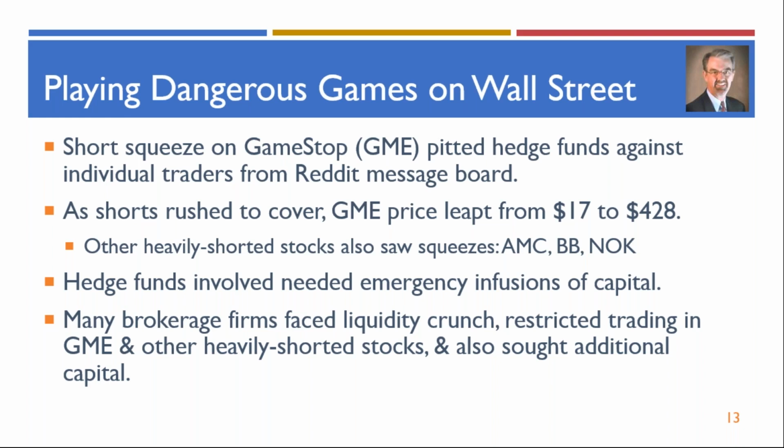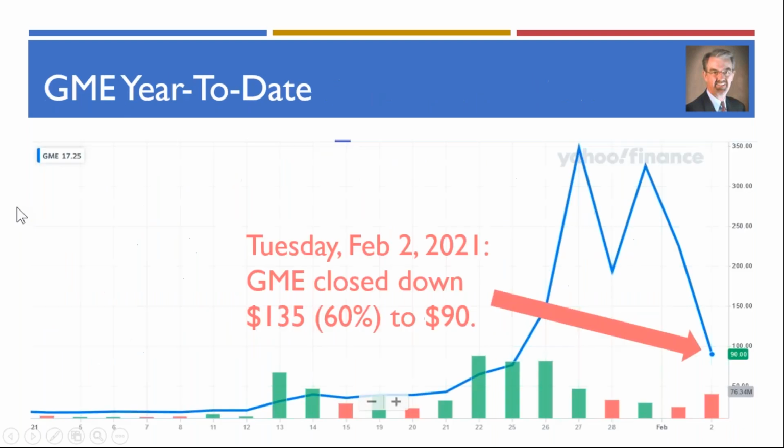So it became a very, very frothy market at the end of last week. And a lot of institutional investors and individual investors all started pointing fingers at each other. Here's the graph of year-to-date of GameStop's GME stock price, and you can see it peaking there. It actually reached as high as $428 intraday. Today, it closed down 60% to $90, and that was a $135 loss for the day.